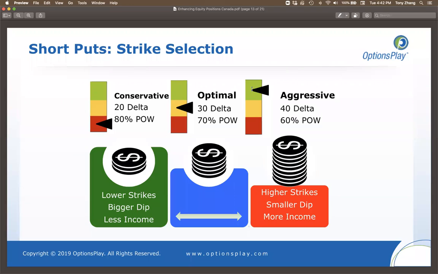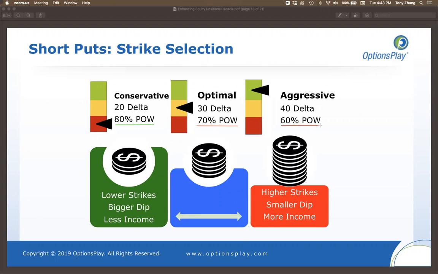And we want to make sure that we have a similar approach to selling these types of strategies, or the strike prices of these strategies, that are consistent year in and year out. Now, what delta tells us is the probability of that put or call expiring worthless. So a 20 delta put has an 80% chance of expiring worthless. A 30 delta has a 70% chance of that put expiring worthless. And lastly, a 40 delta has a 60% chance of that put expiring worthless.